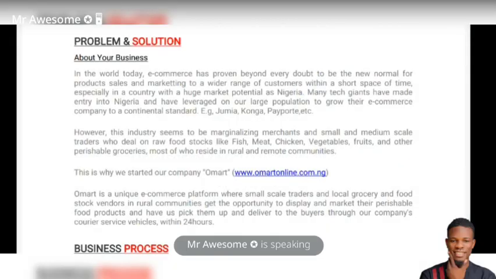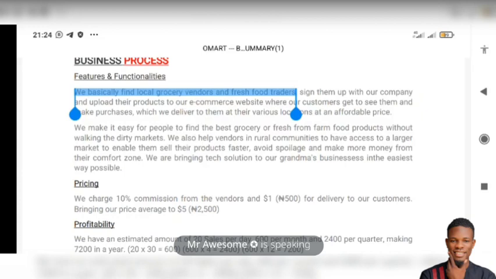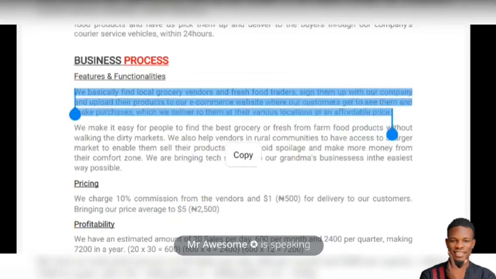Okay, now, business process. This is where we talk about how we deliver our value. Now, watch what we did here. Please pay attention to the highlighted area. We basically find local grocery vendors and fresh food traders, sign them up with our company, and upload their products to our e-commerce website, where our customers get to see them and make purchases. We deliver to them at their various locations at an affordable price.